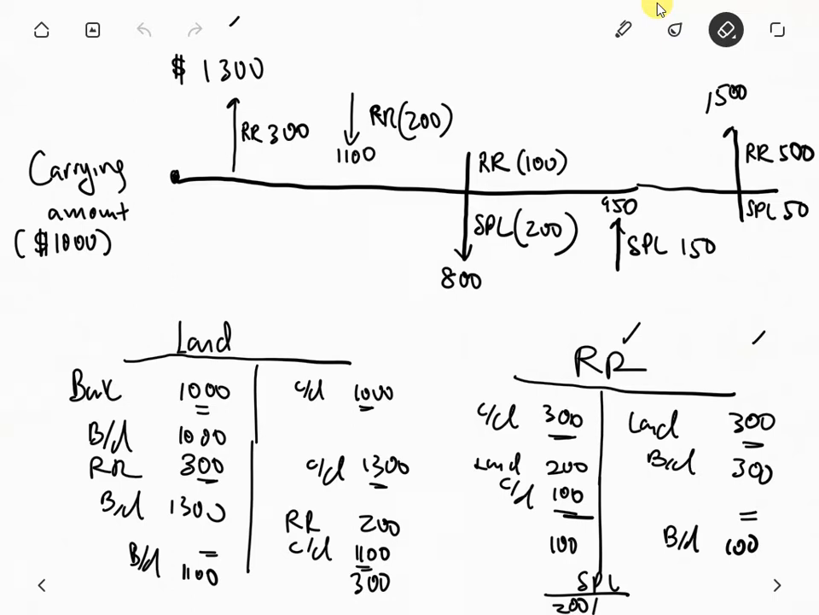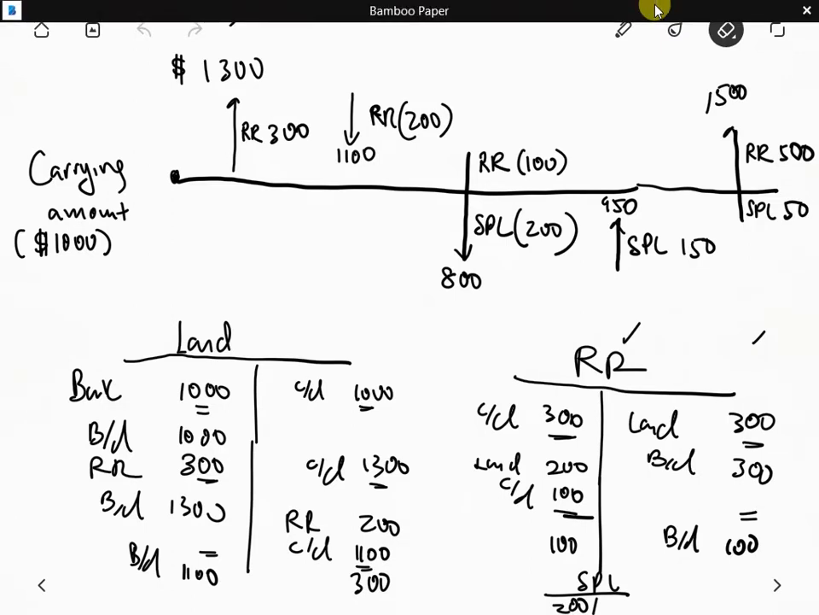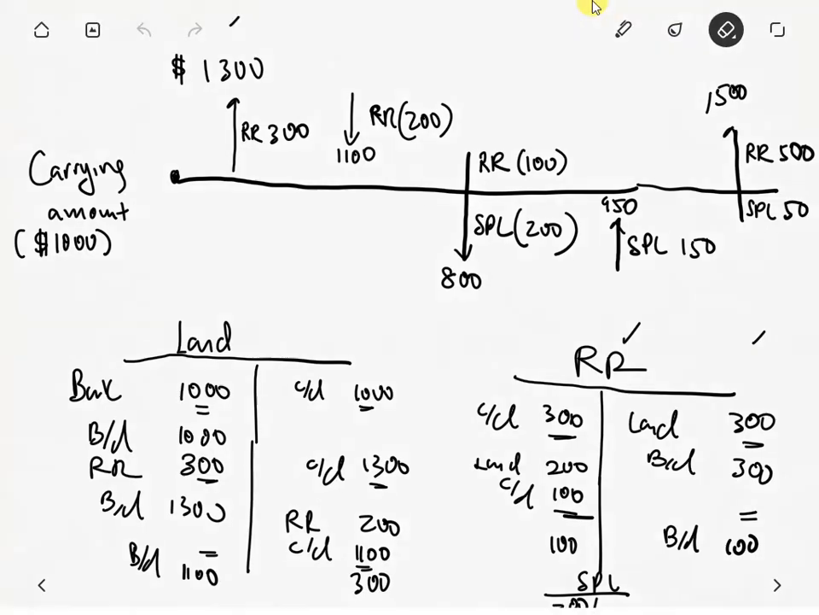Anything above 1,000 will go to RR. Can you see our baseline here is 1,000? Down below 1,000, P&L. Reversal goes to income. If it's more than 1,000, go back to RR. Revaluation model.